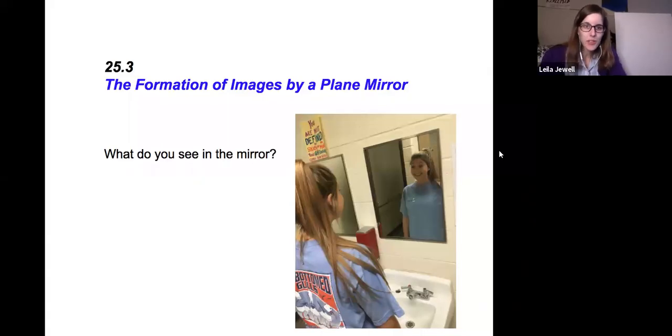Okay, 25.3, the formation of images by a plane mirror. So plane again meaning just a flat mirror. So I want you to think about when you go to the bathroom, what do you see in the mirror? And as you reflect on it, you may notice certain qualities, right?